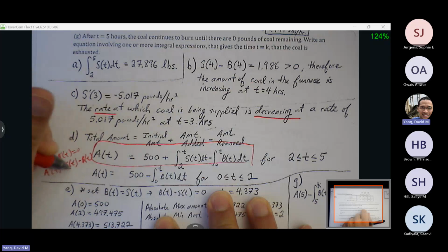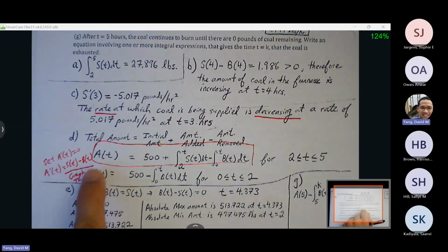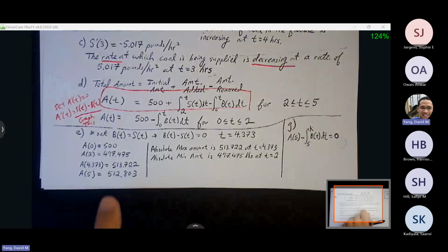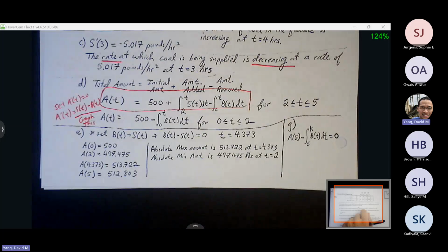So the strategy is we graph this. Graph S of T minus B of T, and then simply look for the x-intercept. I can show that in my calculator here.